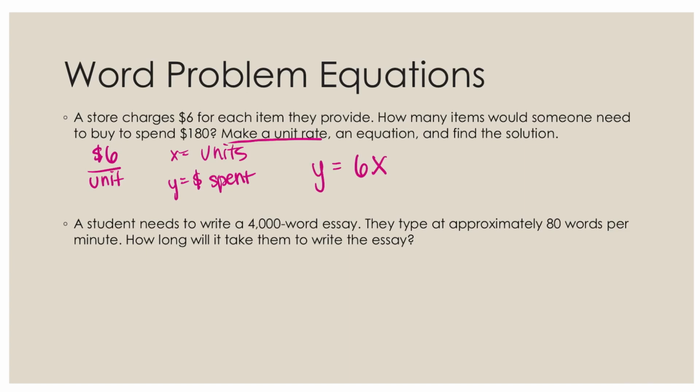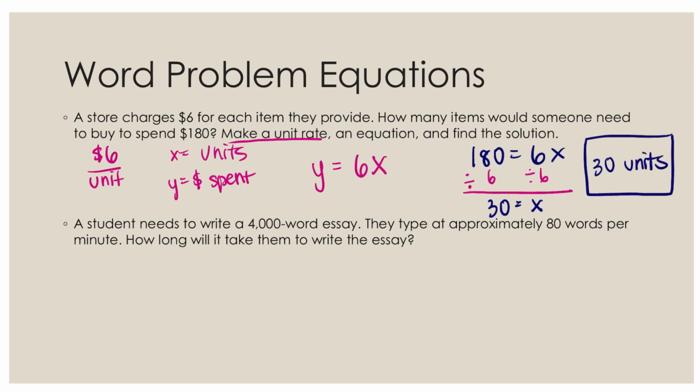And then I need to find the solution. I know that I want it to be equal to 180, and I know that each thing is 6. I don't know what X is at the moment, so I'm going to divide both sides by 6 to get X by itself, and then I have 30 equals X, so I need to buy 30 units. And always remember to put units in whatever problem you're working on. Make sure that if there is a unit, you're including it.